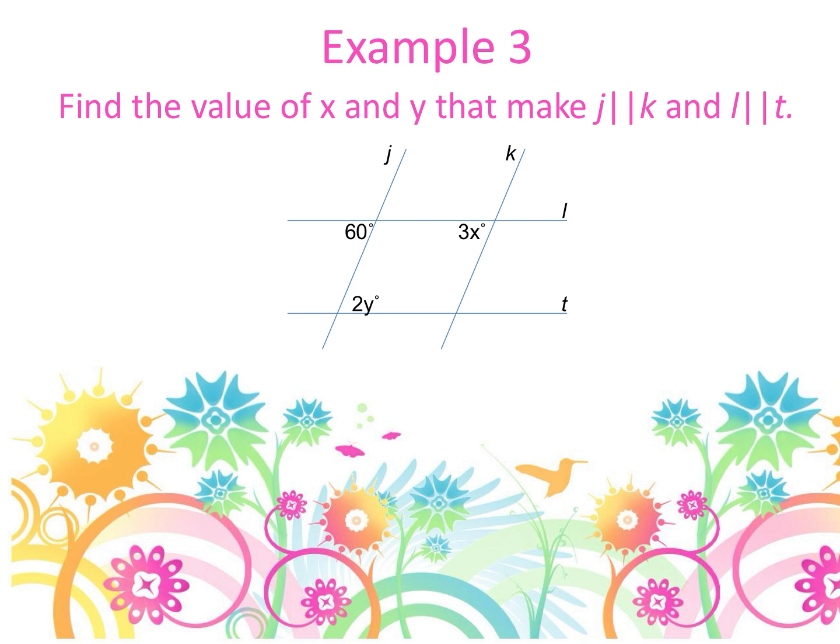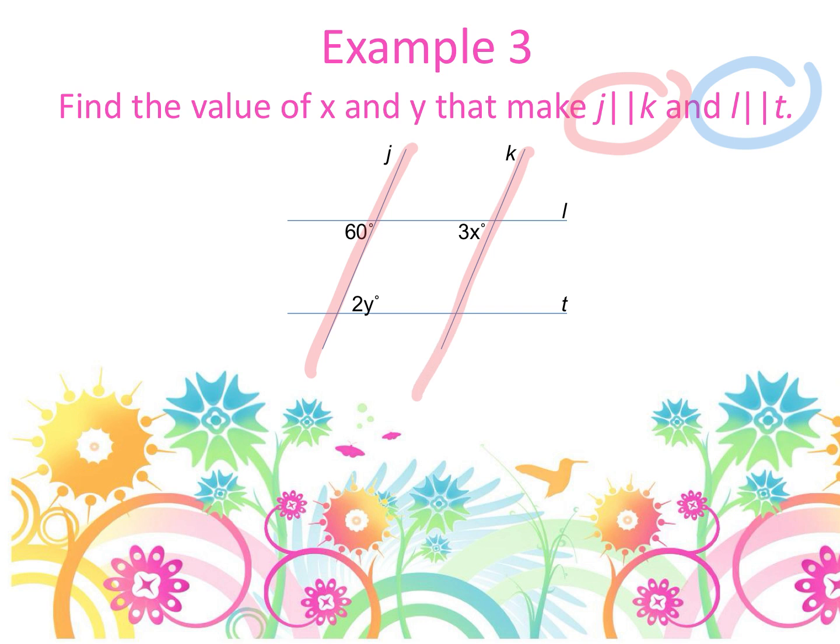Find the value of x and y that makes J and K parallel and L and T parallel. So guys, let's take it in two different steps. You can just do one at a time. So I'm going to do it in colors to make it easier. If you do it one at a time, it'll be easier to figure out. Okay, so let's do it based on J and K. So this is J and this is line K.